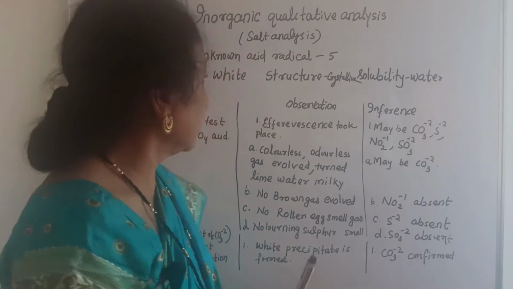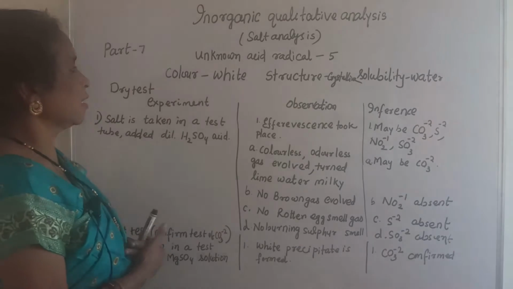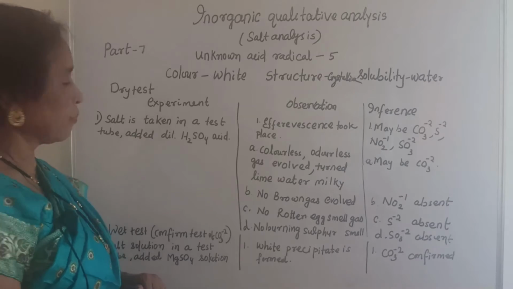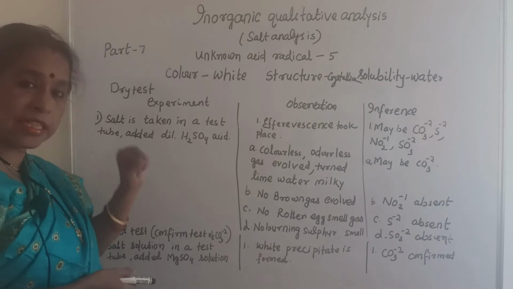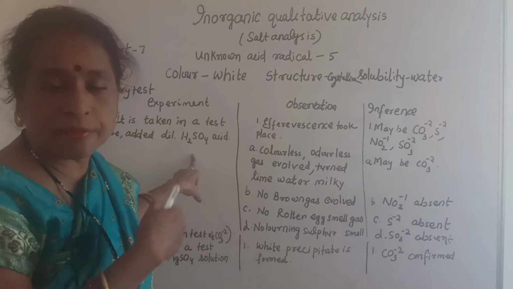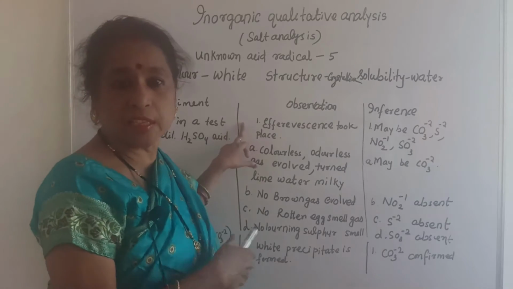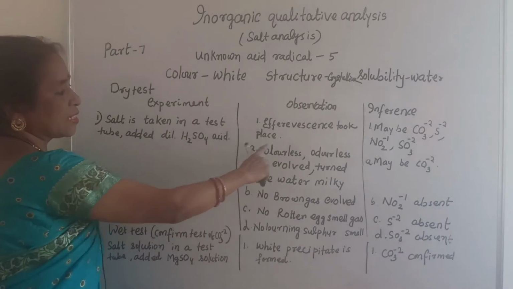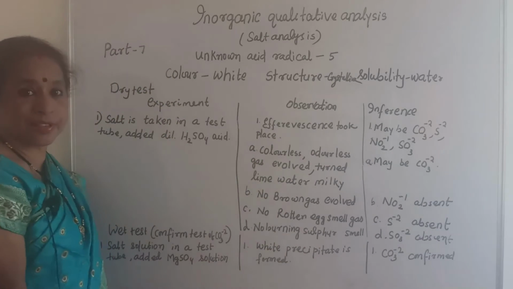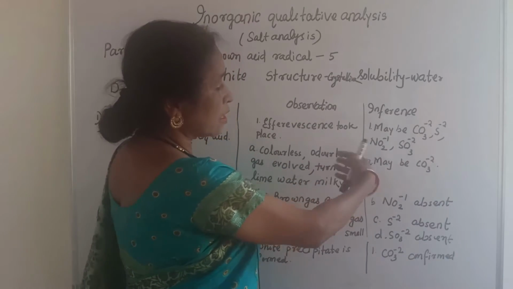Now I am proceeding with the acid radical given to me, number 5. First I write the color, structure and solubility, and then you do the dry test. In the dry test, number 1 is dilute sulfuric acid. I have taken the salt and added dilute sulfuric acid. What is the observation here? Effervescence took place. If effervescence took place, what is the inference? Maybe carbonate, sulfite, nitrite, and sulfide.